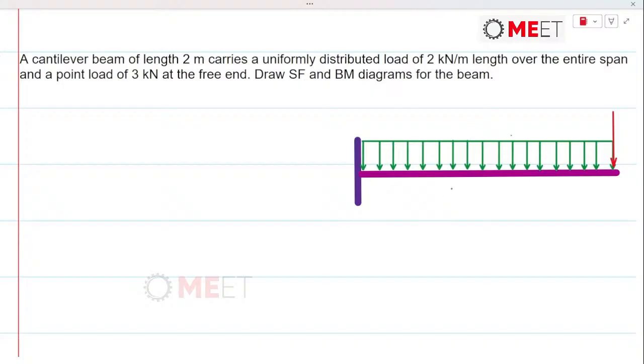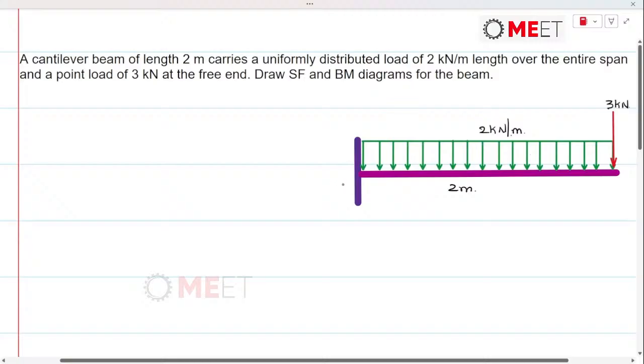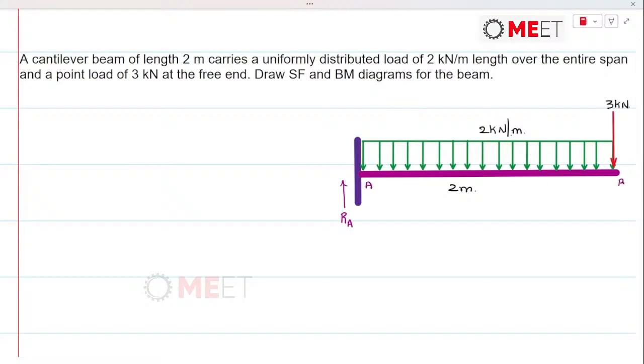So let me just write the span. The span is 2 meters and the height of UDL is 2 kilonewton per meter, and there is a point load acting at the free end as well. First, we commence with calculating the unknowns, that is reactive force RA. Let's call this point A and this point B. So there will be reactive force RA and moment MA in anti-clockwise sense.